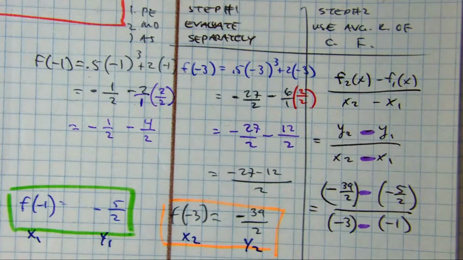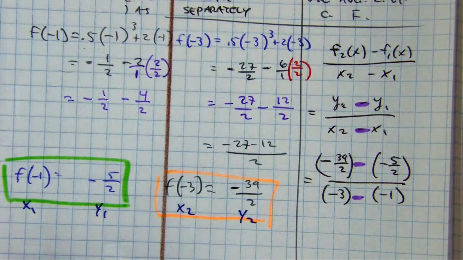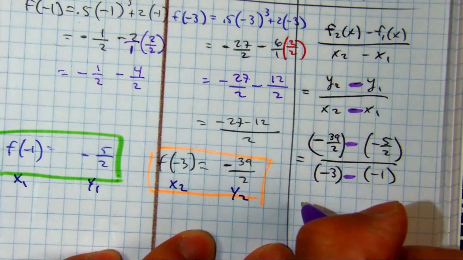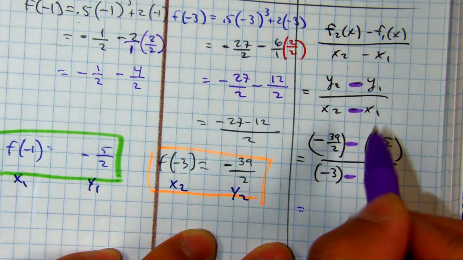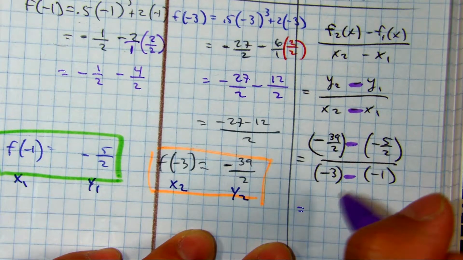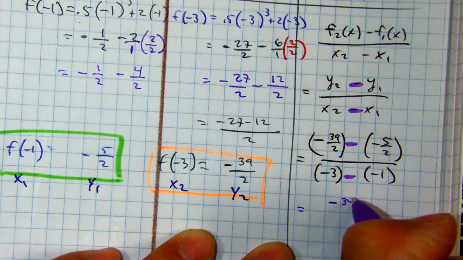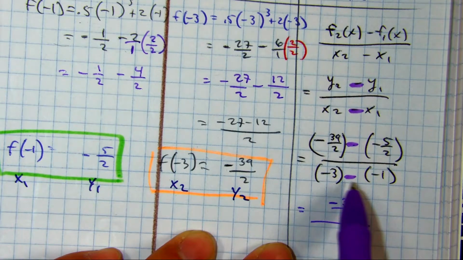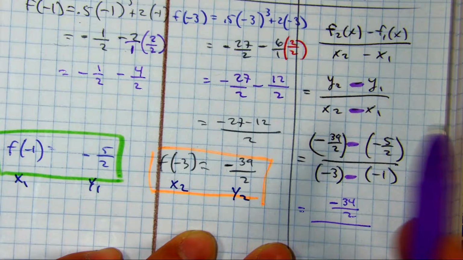And then I'm just going to go ahead and simplify. Class, negative 39 minus 5. Oh, sorry, negative 39 plus 5. Negative 34 over 2. Negative 3 minus a negative 1, so that'll be negative 3 plus 1. Negative 2.